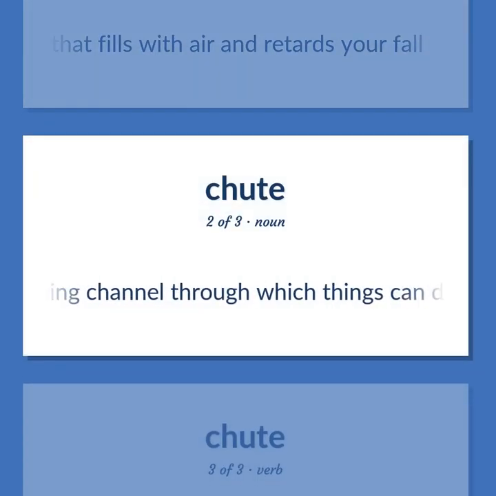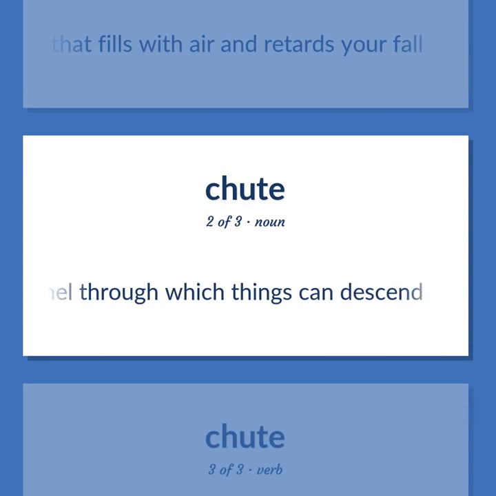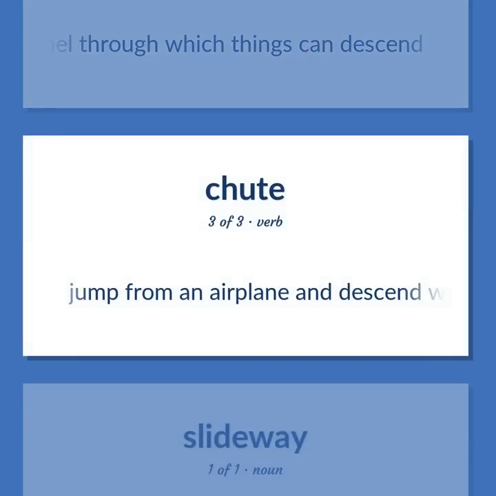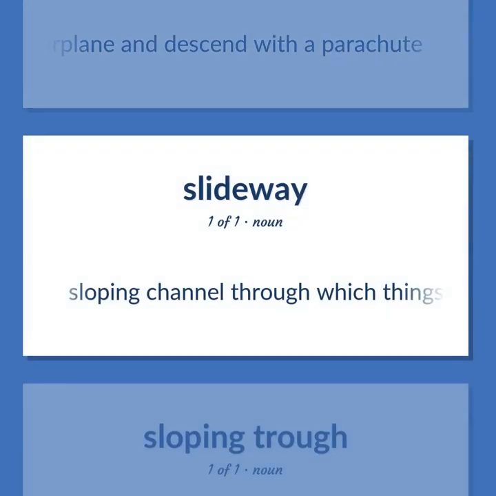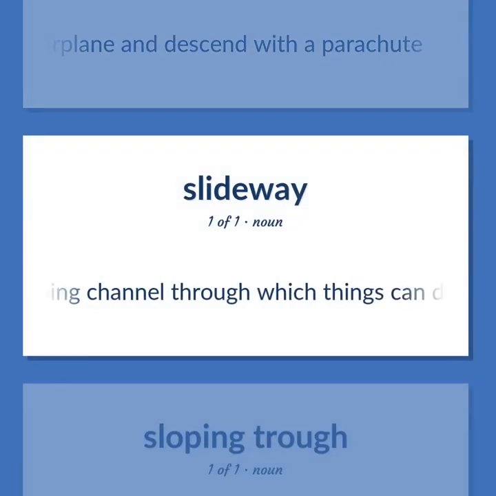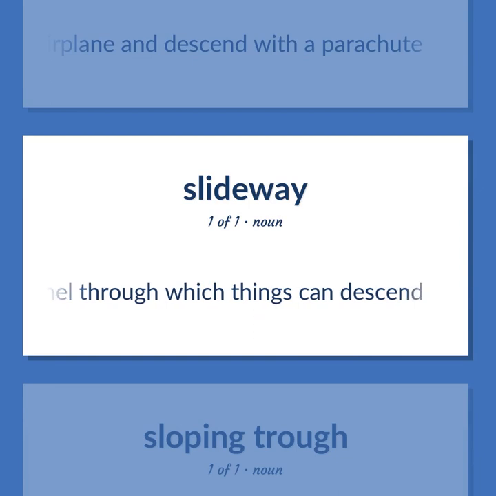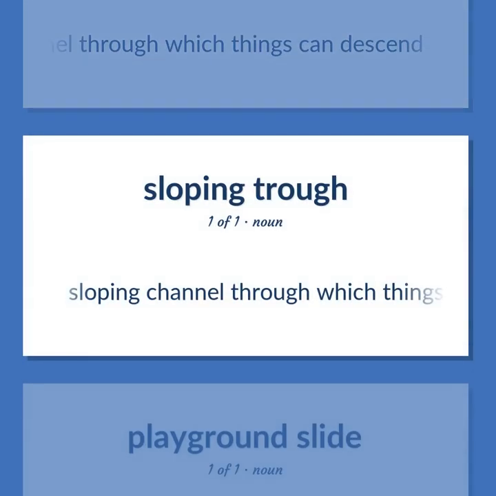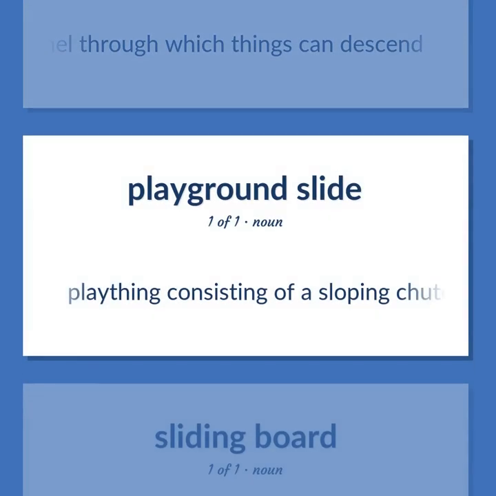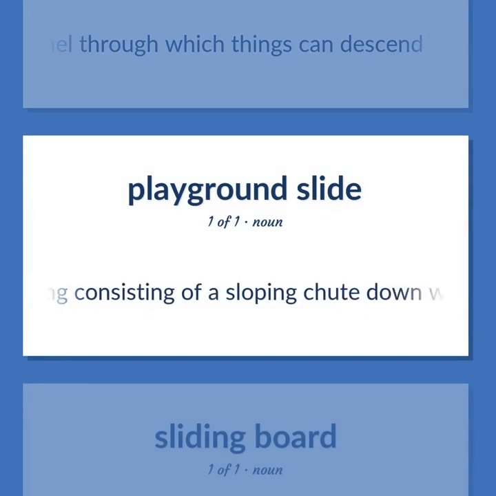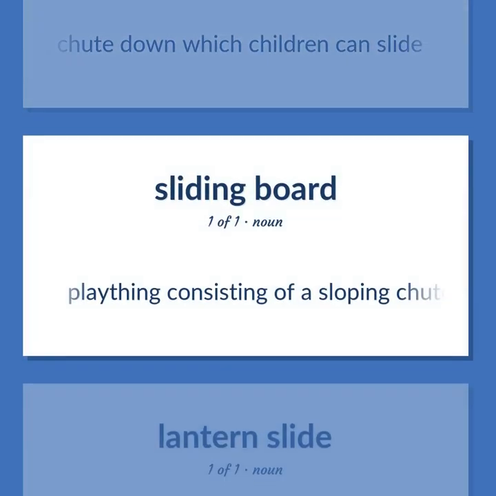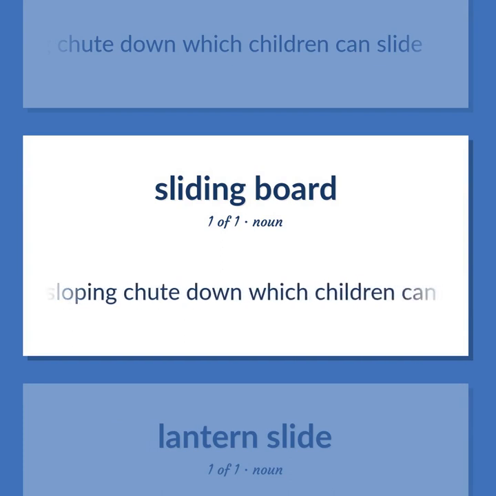Sloping channel through which things can descend. Jump from an airplane and descend with a parachute. Sloping channel through which things can descend. Plaything consisting of a sloping chute down which children can slide.